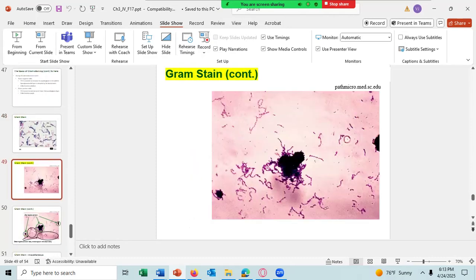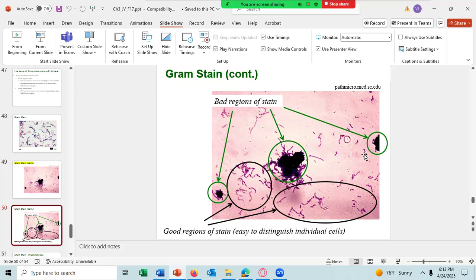When we look at the Gram stain, we often see something like this. How do you view that? Why are the cells much darker there than over here? If you look, it's darker around this clump than further away. When you see the stain, these are bad regions of the stain, and these are the good regions of the stain. So you make your determination in the good regions of the stain, not in the bad regions of the stain.